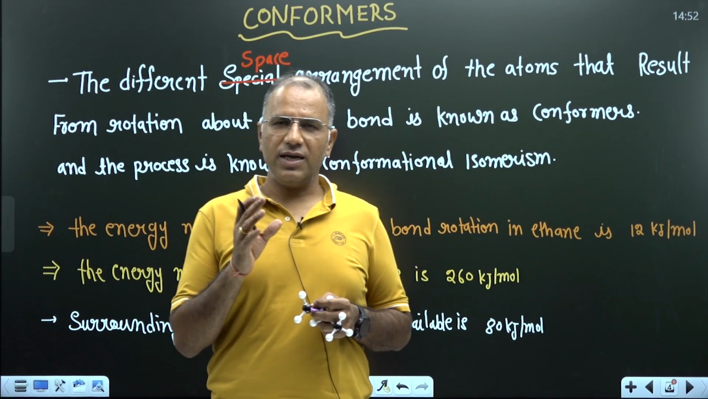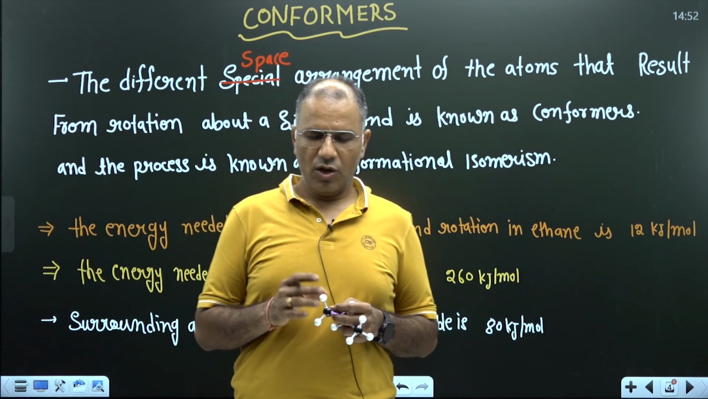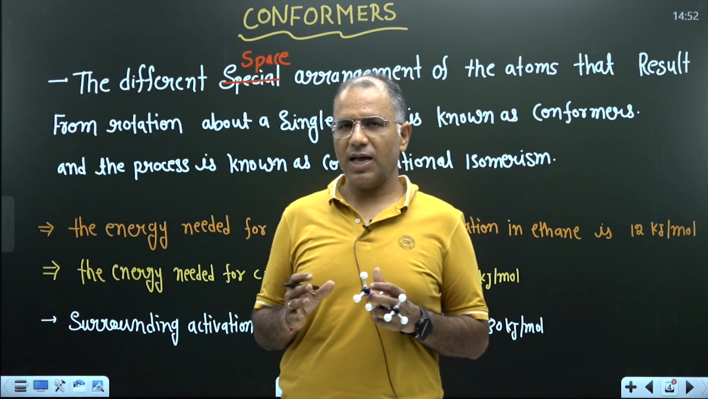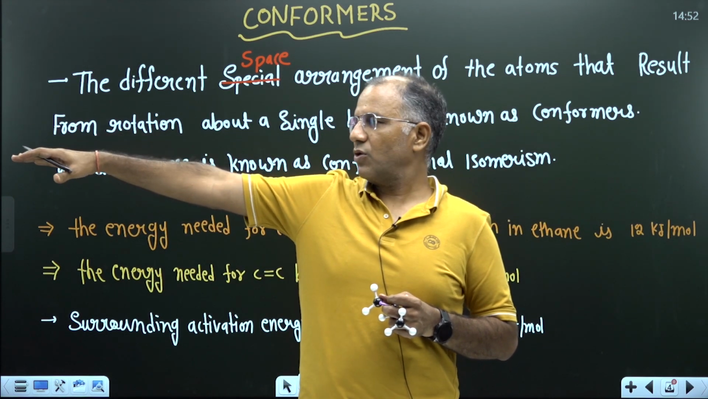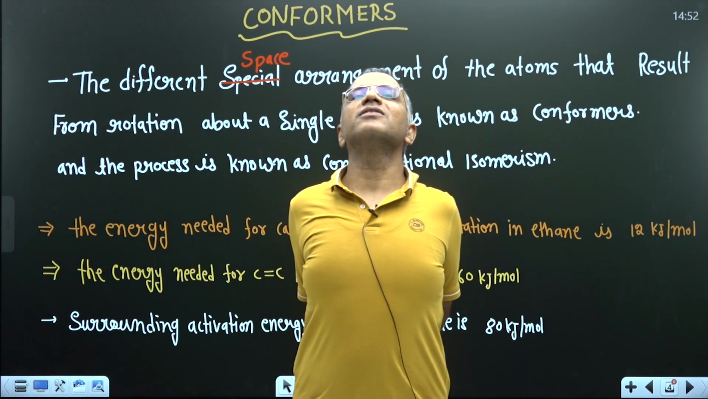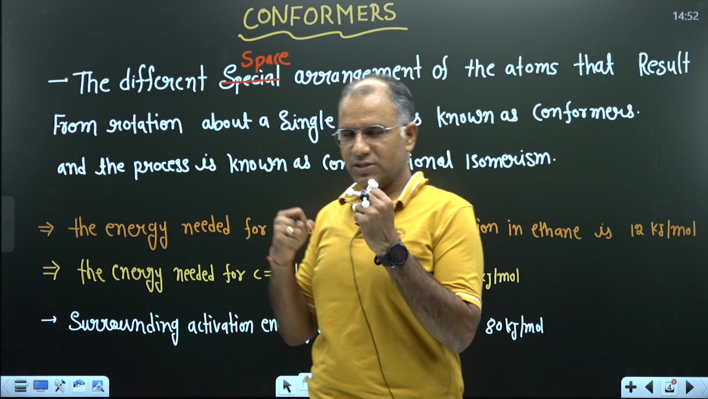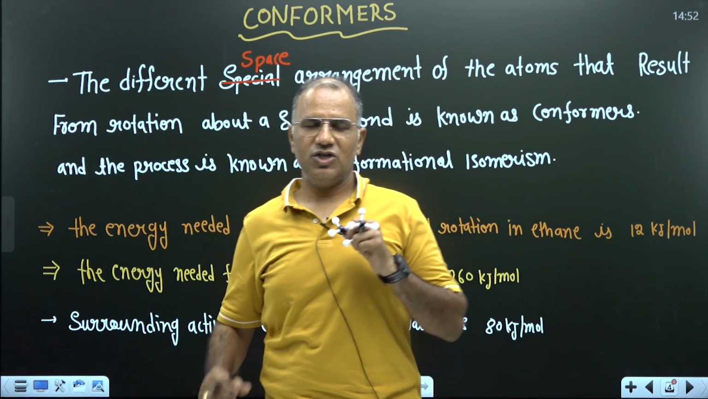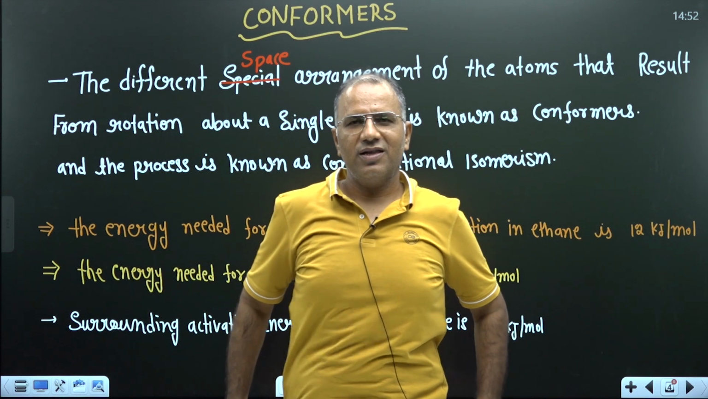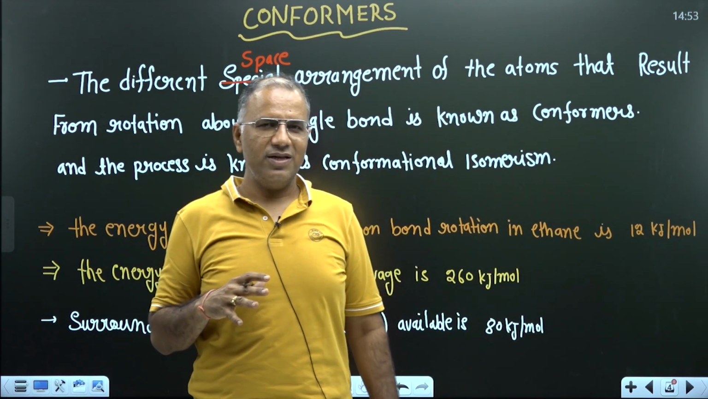Hello, so today we are going to study conformers. Now what is the meaning of conformers? Before starting conformers, I want to show you something. For example, I am moving my hand like this, or like this, or doing some boxing, stretching. What type of isomerism am I doing? They are known as conformers. The type of isomerism is conformer.